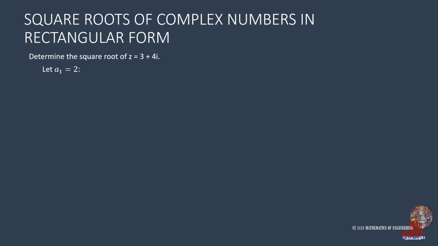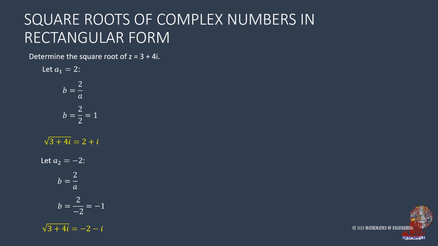If we let a equal to positive 2, knowing b as 2 over a, b is then computed as 2 over 2, which is 1. So using the format a plus bi, the root of 3 plus 4i is equal to 2 plus 1i, or simply 2 plus i. If we let a as -2, then plug this into b of 2 over a. b then becomes 2 over -2, which makes -1. So the root of 3 plus 4i is equal to -2 minus i.